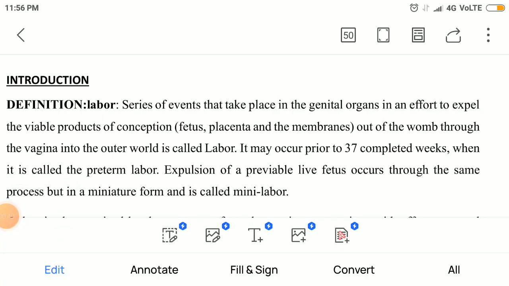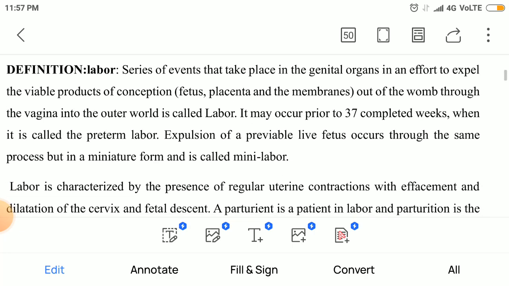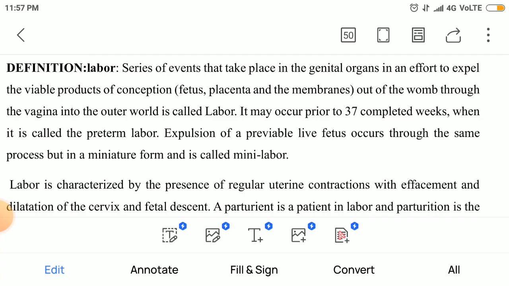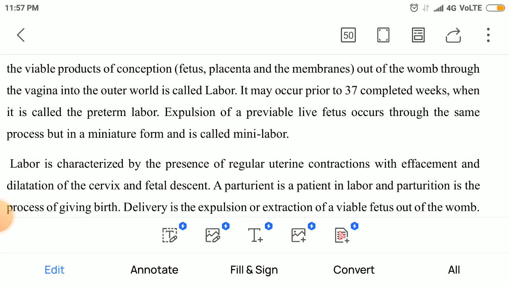It may occur prior to 37 completed weeks, when it is called preterm labor. Expulsion of a pre-viable live fetus occurs through the same process but in a miniature form, and it is called a mini labor. So labor is characterized by the presence of regular uterine contractions with the effacement and dilatation of the cervix and fetal descent.